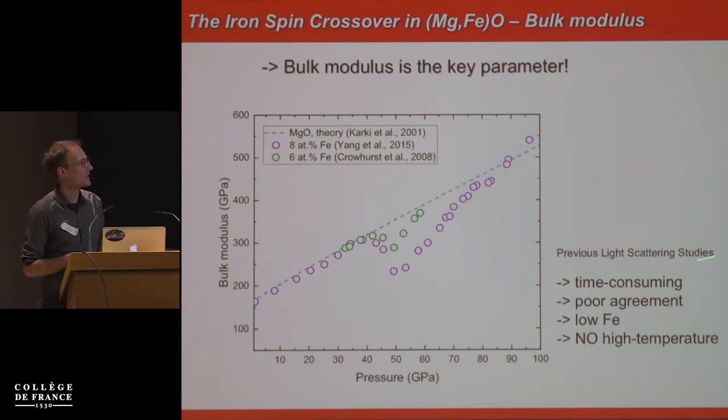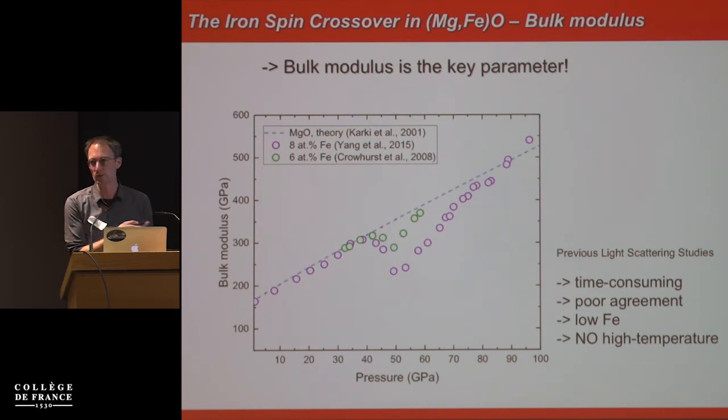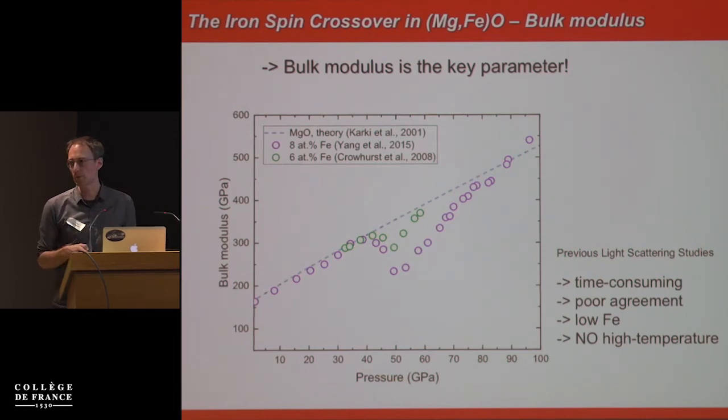Now, these are light scattering studies, and I think I mentioned before that these are very time consuming, so it probably took months to get these data. So it's nothing where you would just do 100 measurements and then compare them. You have this poor agreement. They are limited to low iron contents because these samples need to be transparent to laser light, and there is no single high temperature measurement of this effect, right? This is all 300 Kelvin.